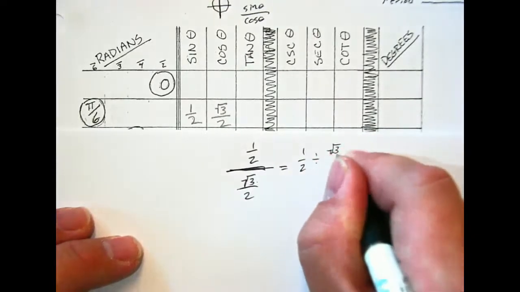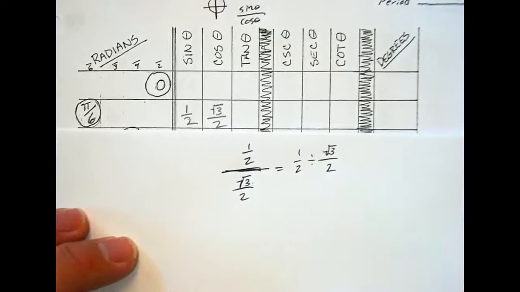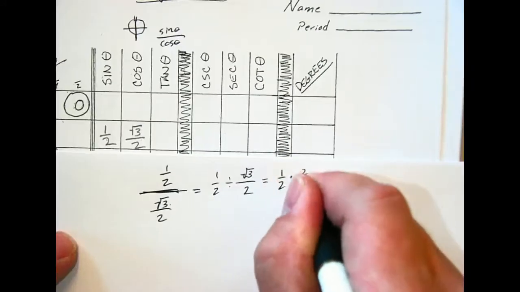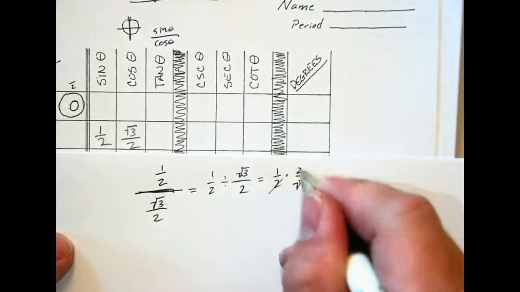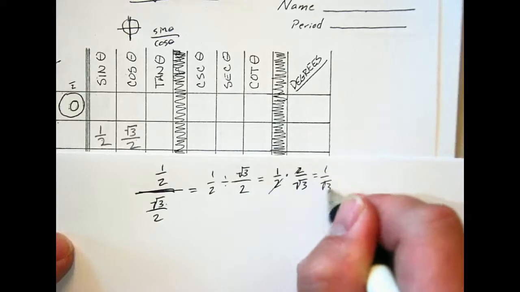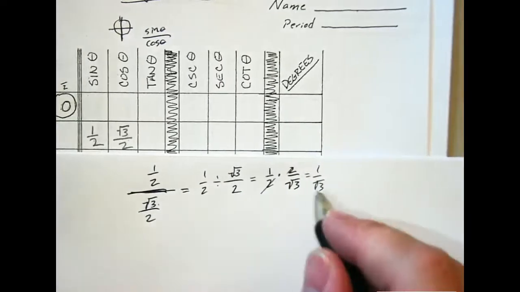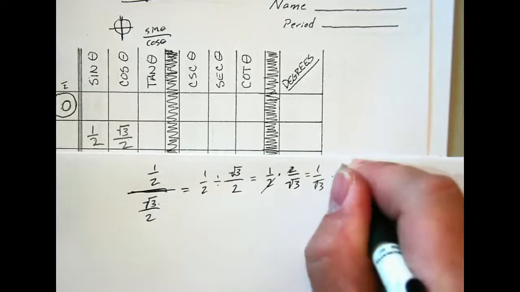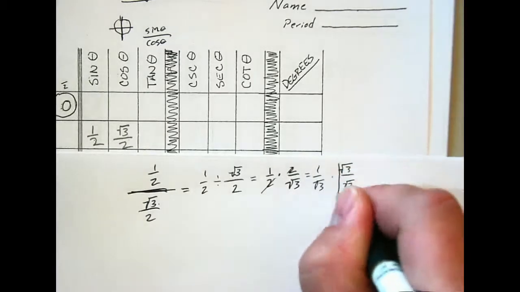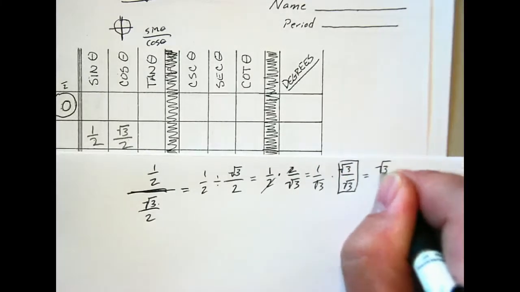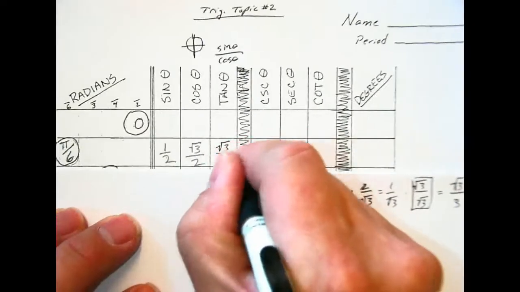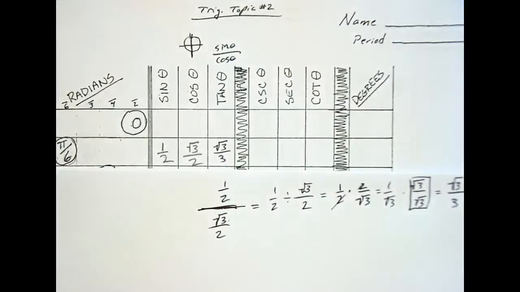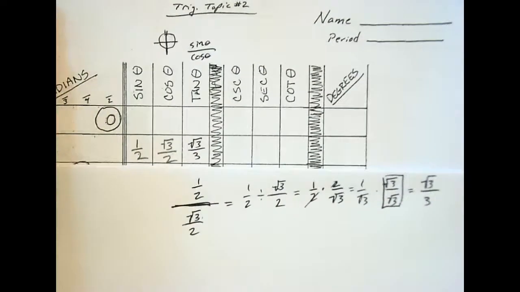Which means we can flip it. When we divide, we multiply by the reciprocal. So that's equal to 1/2 times 2 over root 3. These cancel. You get 1 over root 3. You can't leave a radical in the denominator, so we rationalize by multiplying by root 3 over root 3, which is root 3 over 3. So that means this is root 3 over 3. Now, that's an awful lot of math to figure that out.